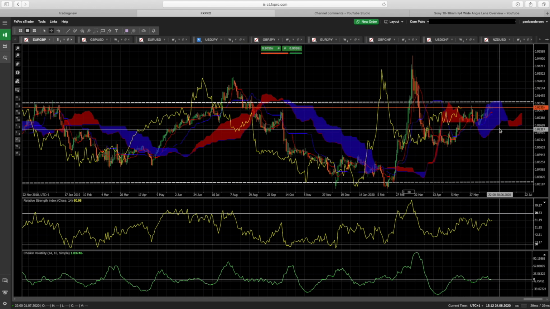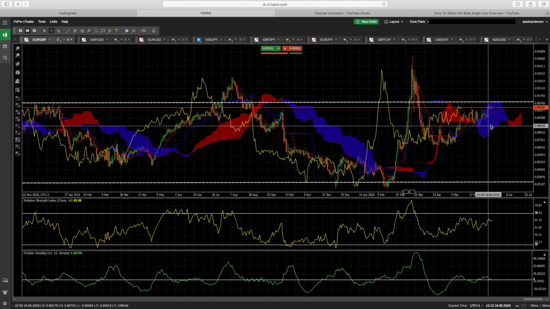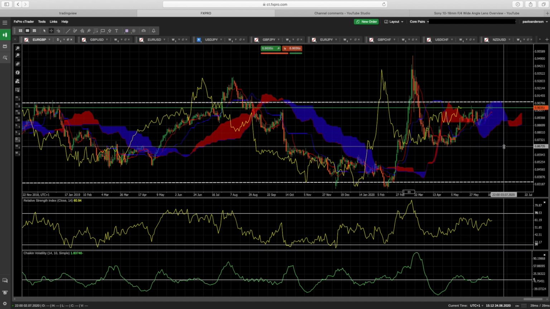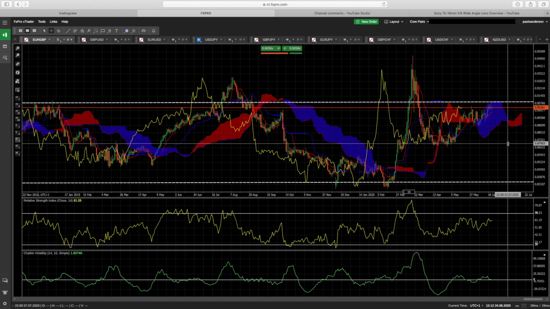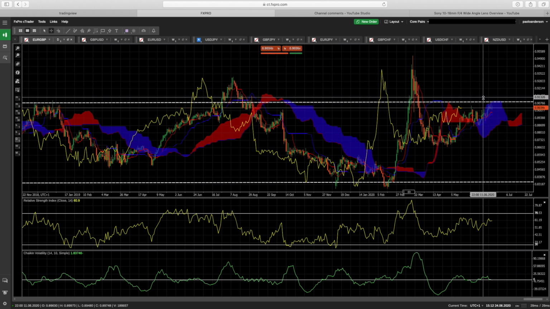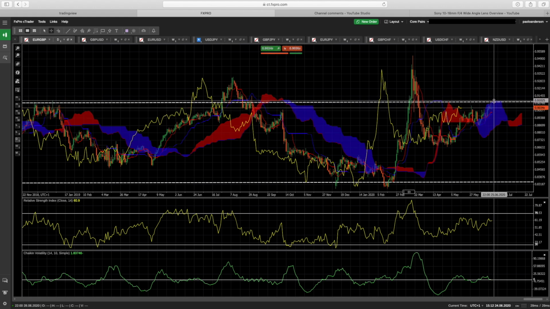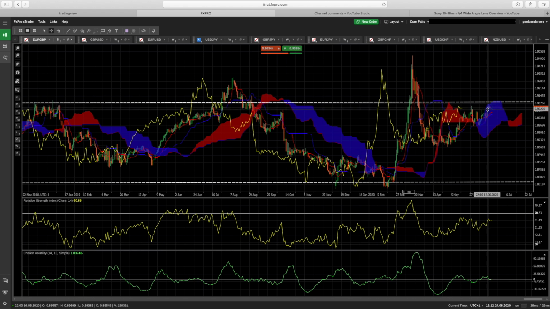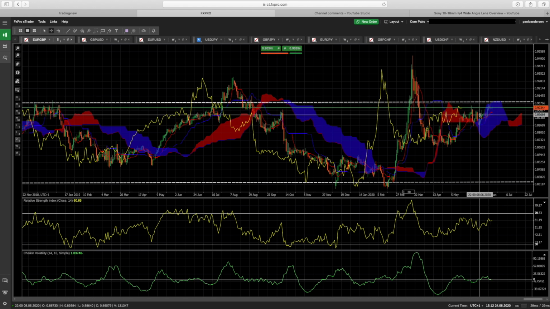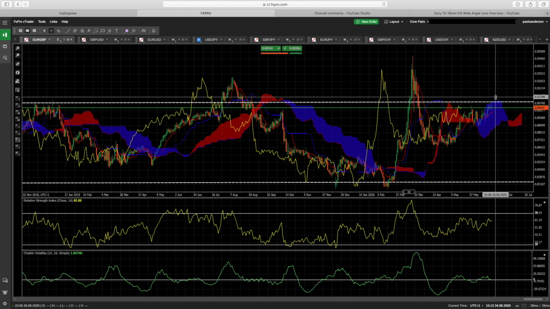What this is telling me is that the cloud still spans up to the 6th or 7th of July, so I will be expecting a consolidation. There's going to be a consolidation at this point till about the 6th, 7th of July, keeping in mind the fundamentals, and I will be expecting a possible pullback if we pop above the cloud.